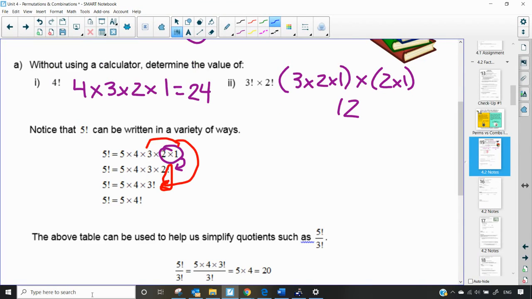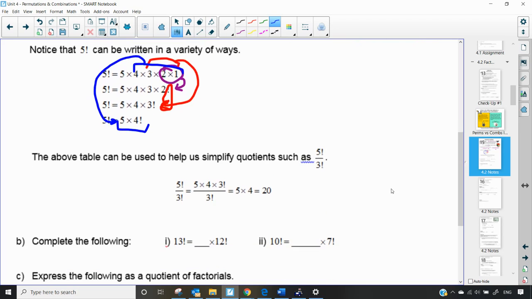And then the last one here, we can have 5 times 4 factorial. If we look at that one there, that's because it's the same as 4 times 3 times 2 times 1. So we're really just simplifying or writing these in different ways. That's important for us to know because as we get into reducing and calculating and simplifying factorials, that's a property that we can use to help simplify.